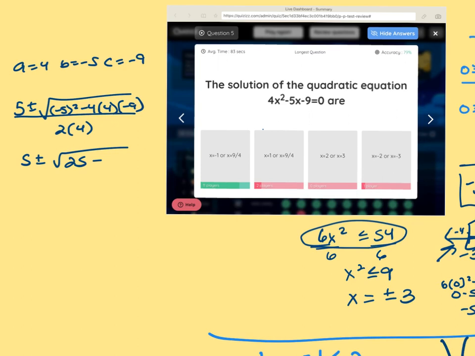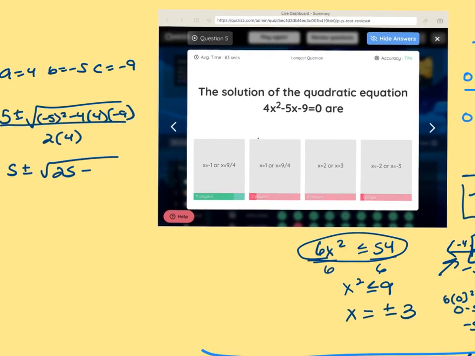So 5 plus 13 over 8, 5 minus 13 over 8, 18 over 8, which becomes 9/4, and negative 8 over 8, which becomes negative 1, which is that first choice.